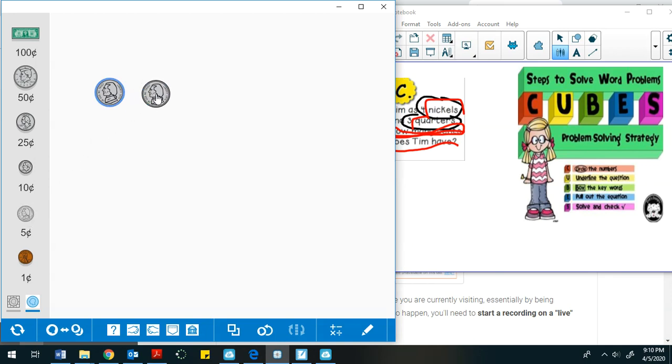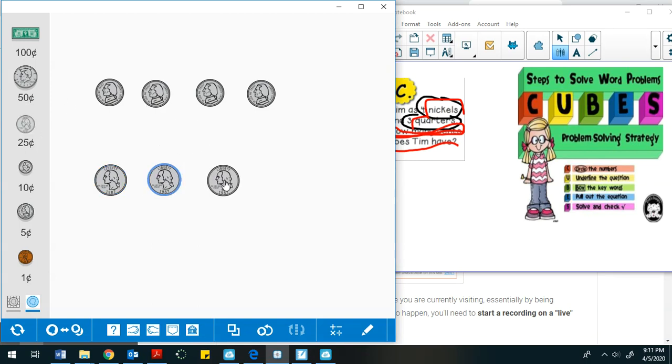and I'm going to pull out 4 nickels, and I'm going to pull out 3 quarters. Now, we can count all of this to find the value.